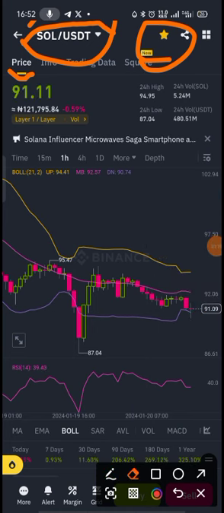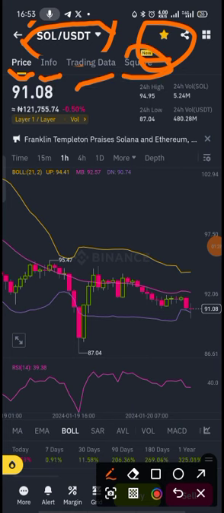Then we also have the trading info, the coin info, trading data, and this part, this square. The square here tells you about news regarding the coins and every other coin out there. Square. Now that's all you need to know.